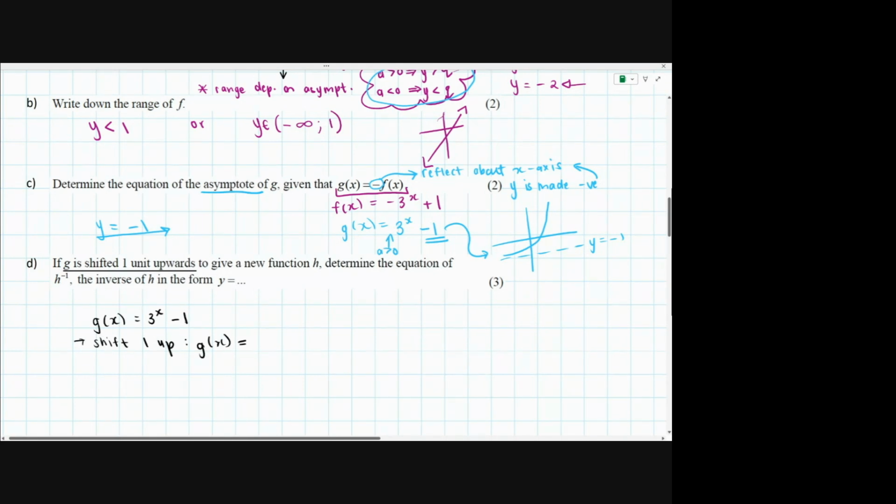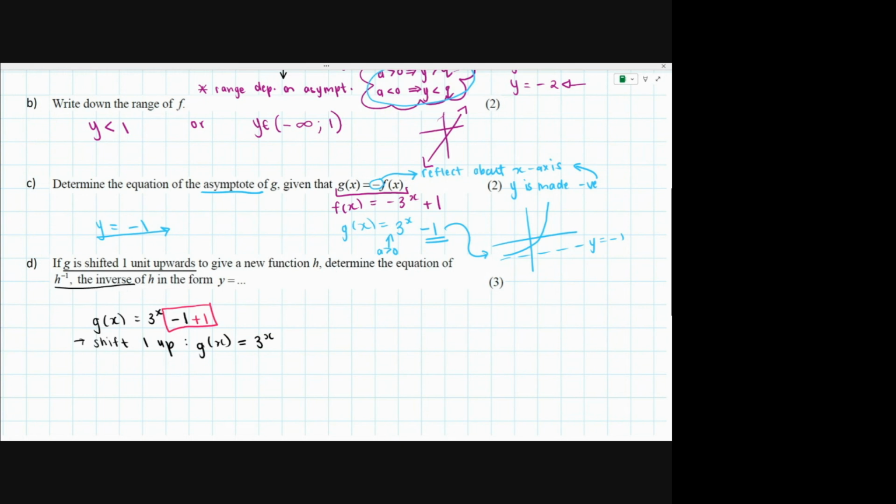What would the new equation of g of x be when I shifted 1 unit up? Nicole, excellent, just 3 to the power x. If you're not too sure, remember a shift up or down means that you are adding to your q value. So we would then say +1 here, and -1 plus 1 is 0. So it's just 3 to the power x, no problems.